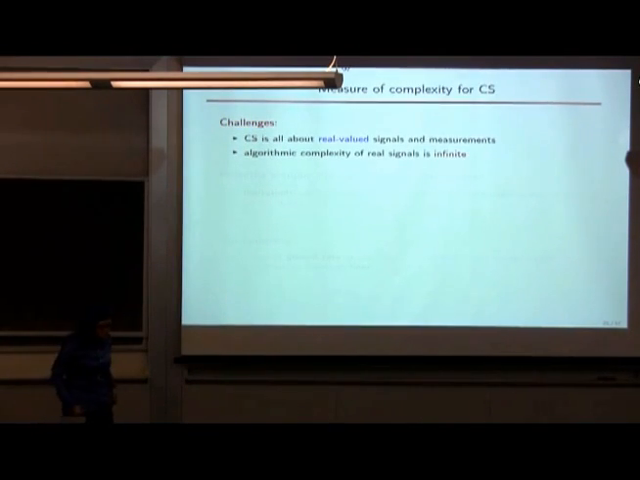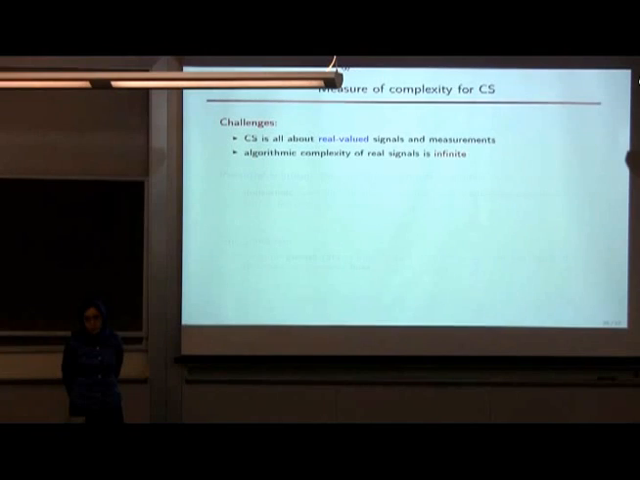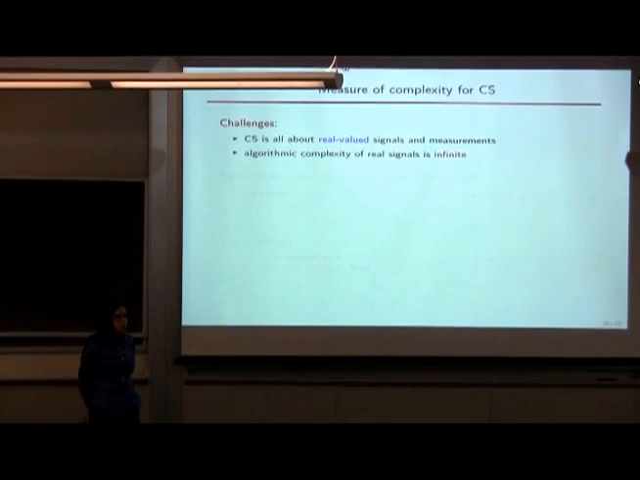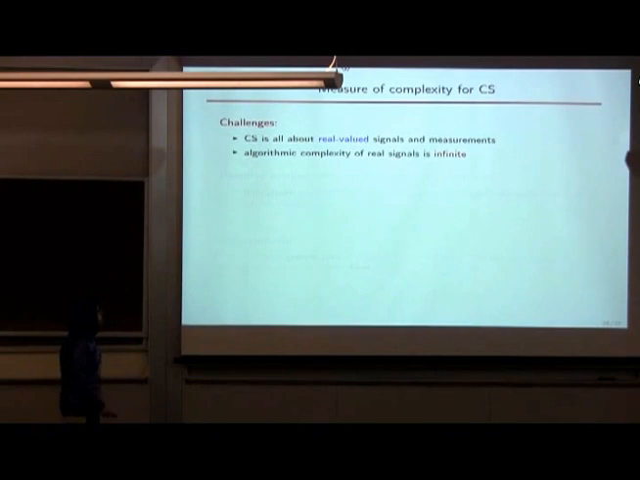So we have this notion of complexity for deterministic signals. But this was for binary or finite alphabet sequences, and compressed sensing is about real valued signals. And the Kolmogorov complexity of a real valued signal is infinite. So we can't directly use this notion to capture the complexity of signals or differentiate between simple or complex signals.